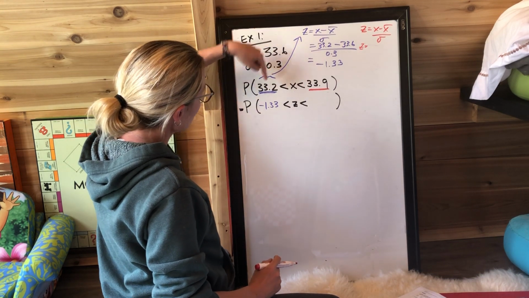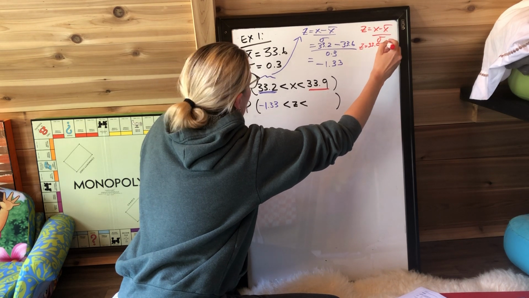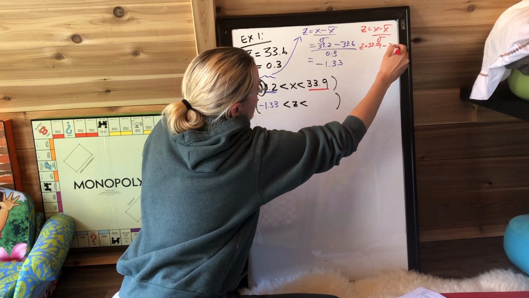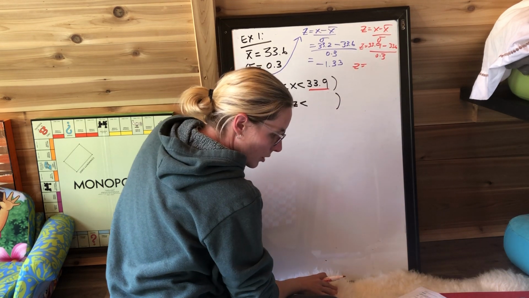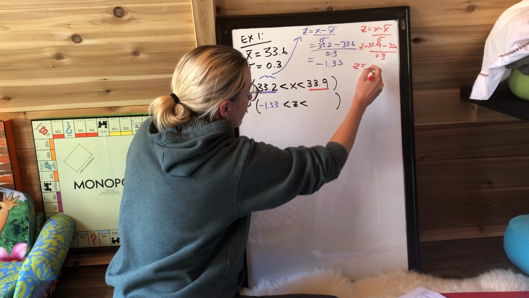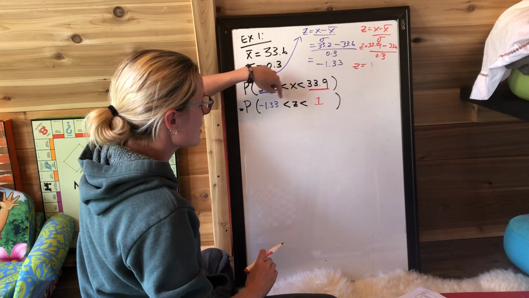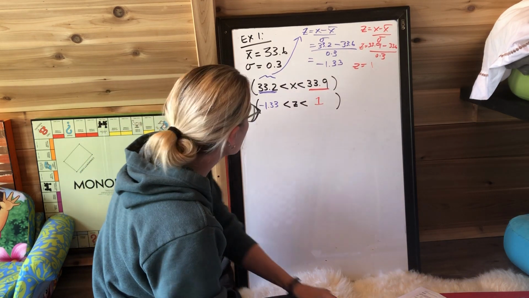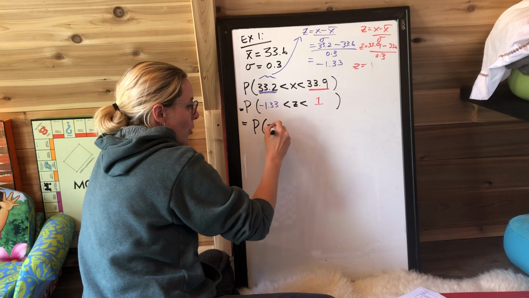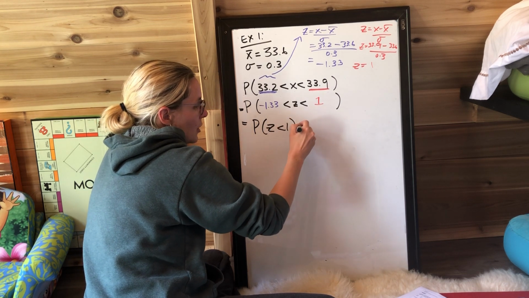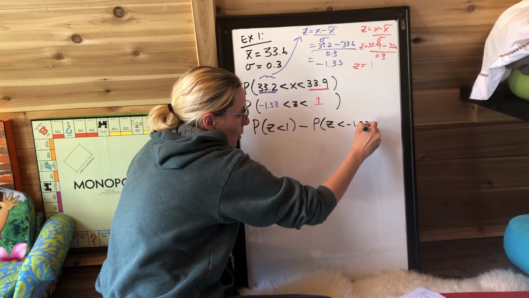Okay, so we're finding a z-score for this one. We're also finding a z-score for this one. 33.9 minus 33.6 over 0.3. So Z is going to equal exactly 1 here, I believe. Okay, so we've converted both of our X values into Z values, and then you take the idea that I just showed you. You take the larger one, you find the probability is less than that, and then you subtract the probability that it is less than the smaller one.